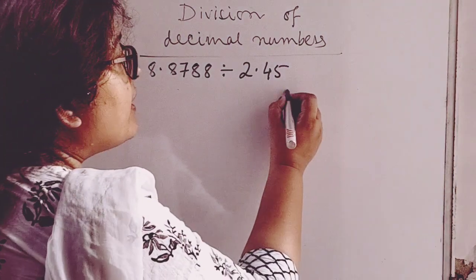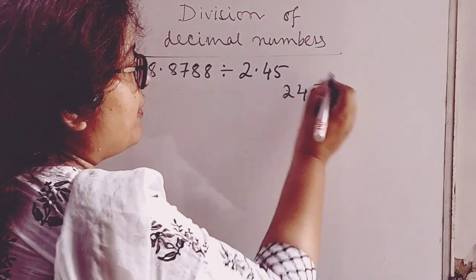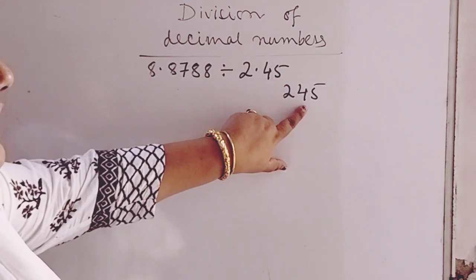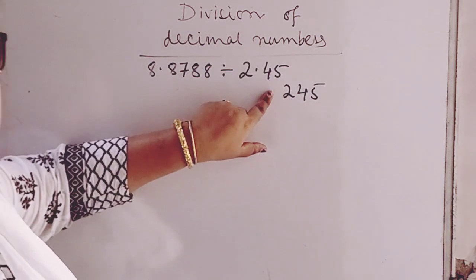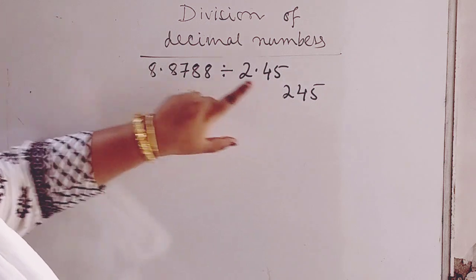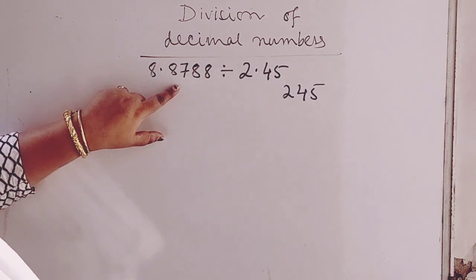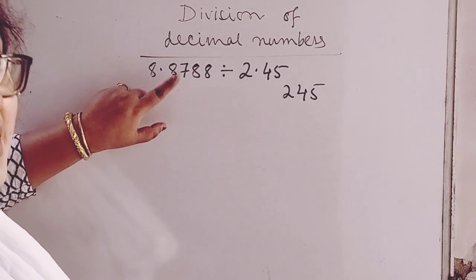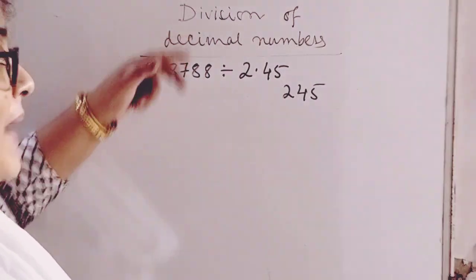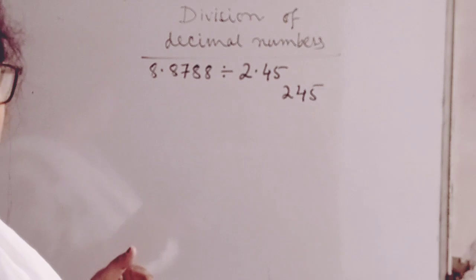Right? So now let's multiply it with 100. So it is converted to 245, right? But you are multiplying the divisor by 100, and you are not multiplying the dividend by 100. It will not go. You must also multiply the dividend by the same number. Otherwise, the balance will be disturbed, right?